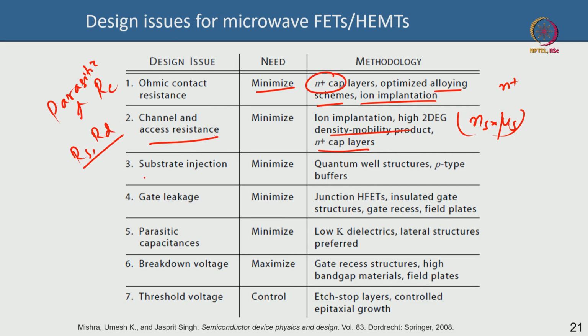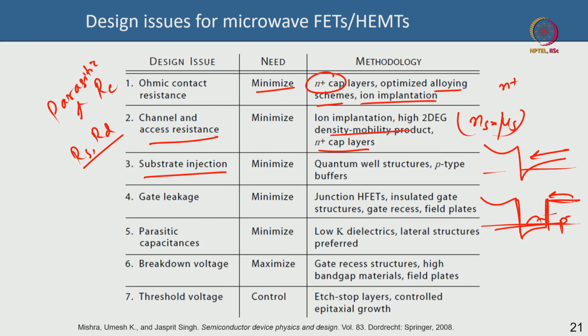You want to minimize substrate injection, you do not want any spurious or unwanted electrons or holes being injected by the substrate. So you need to have quantum well structures. What I mean is that instead of having a 2D electron gas like that, people have a 2D electron gas like that, so that the 2D electron gas is confined from both sides, so the substrate injection from the back side is also minimized as opposed to here, correct. And also sometimes people use a p-type buffer, a mildly p-type buffer on the back side, so that this barrier is high.